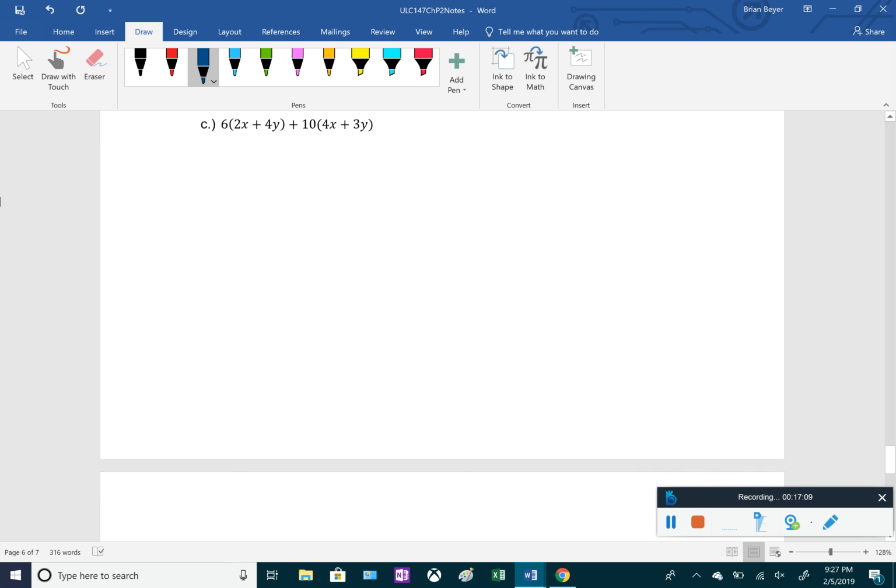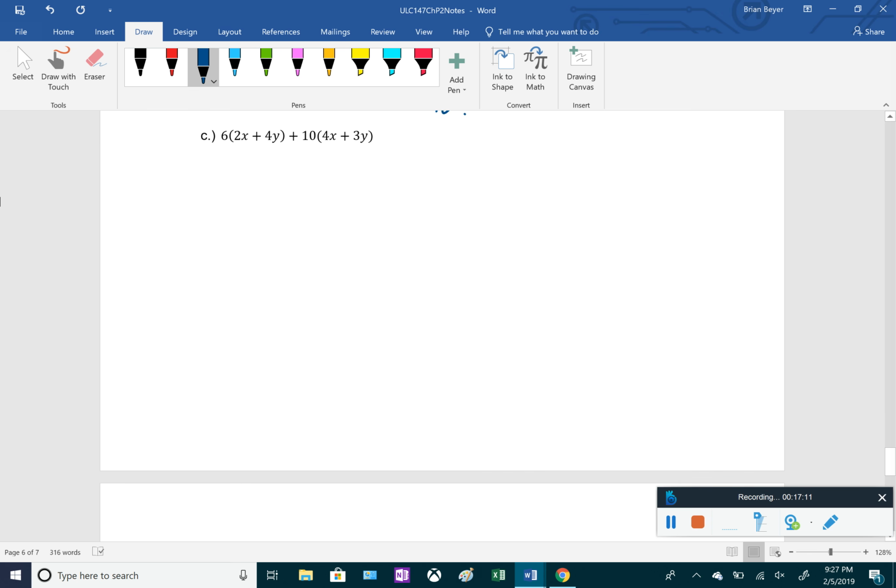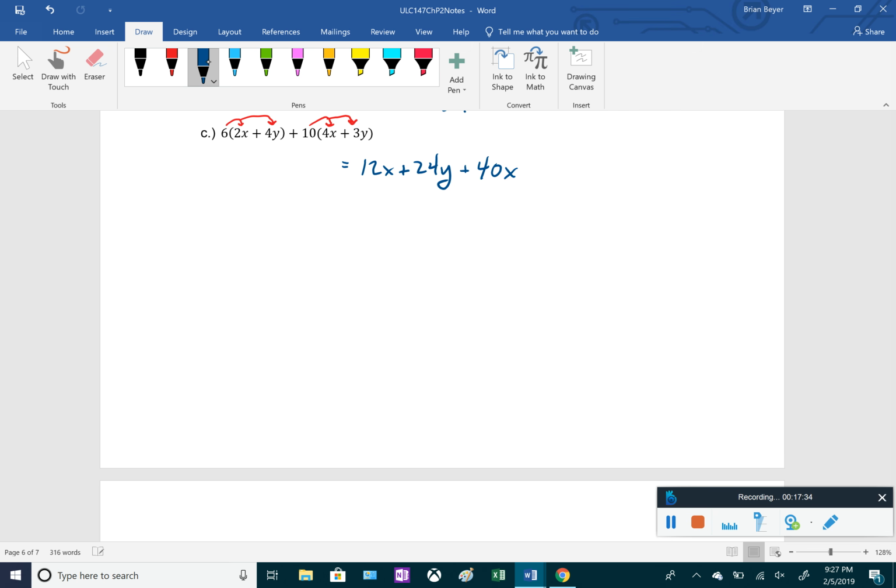Okay, and then let's see, a couple more here. I'll do 3 more to make them a little bit harder. So we have 6 times 2x plus 4y plus 10 times 4x plus 3y. We have to distribute this 6, and we're going to have to distribute this 10. Distributing that 6 is going to give us 12x plus 24y. Distributing the 10 gives us 40x plus 30y.